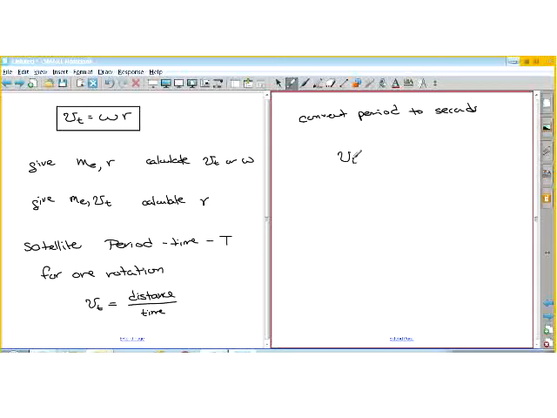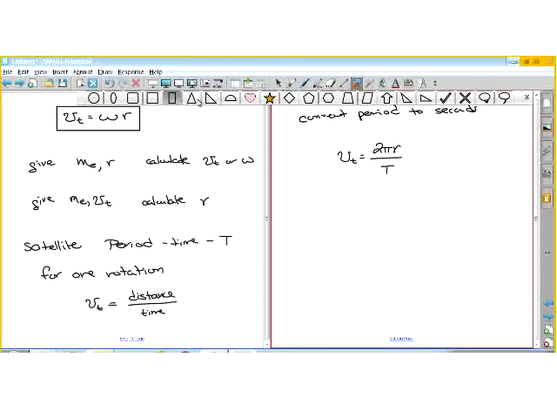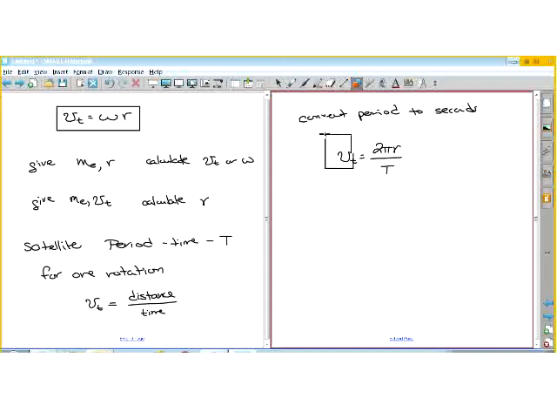Okay, so the distance is going to be 2 pi times r, the radius. And that's the radius from the centers of the two things, divided by the time, which is the period. So that's kind of the third thing you need to know. So with three of those things, you should be able to solve any problem that I give you.